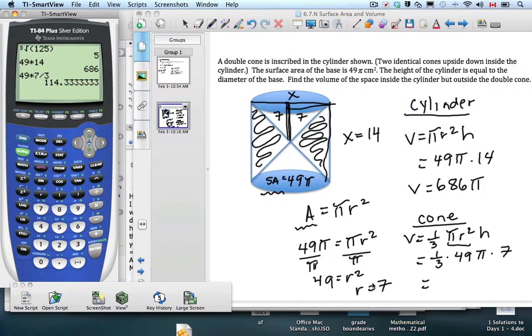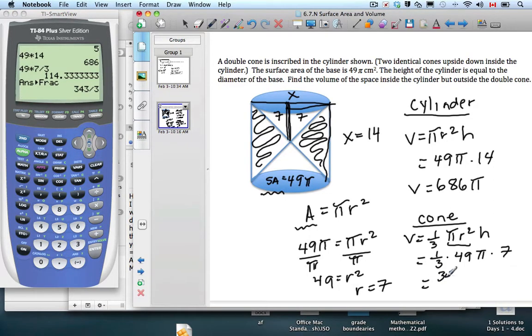Let's change it to a fraction. You know how to do that with your calculator? No. Go to math, and number 1 is fraction. Hit enter, and enter. It'll take your answer and put it in fraction. So 343 over 3. You can do that trick on your calculator and convince your teacher that you really know how to do fractions. It's a good trick.